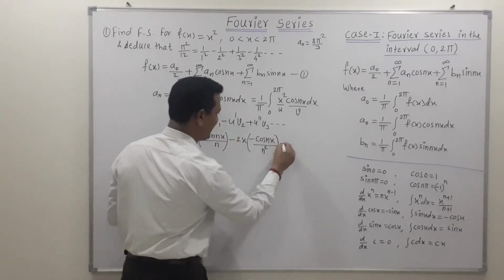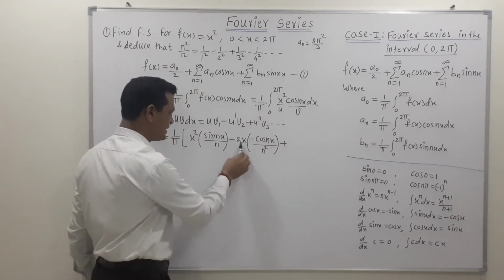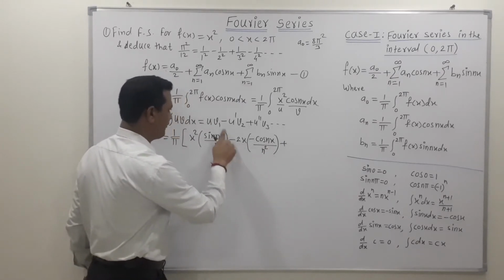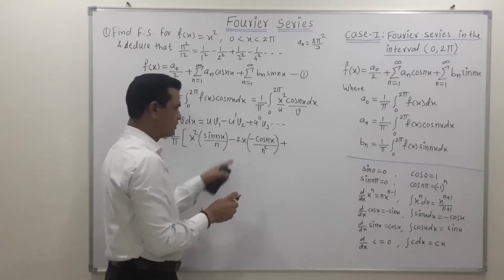Now the next sign is plus, then u double dash. U double dash means this is the first derivative, this is the second derivative. Now take the third derivative. But while taking the derivative of this term, friends observe that this sign is because of the formula, so don't consider this sign.